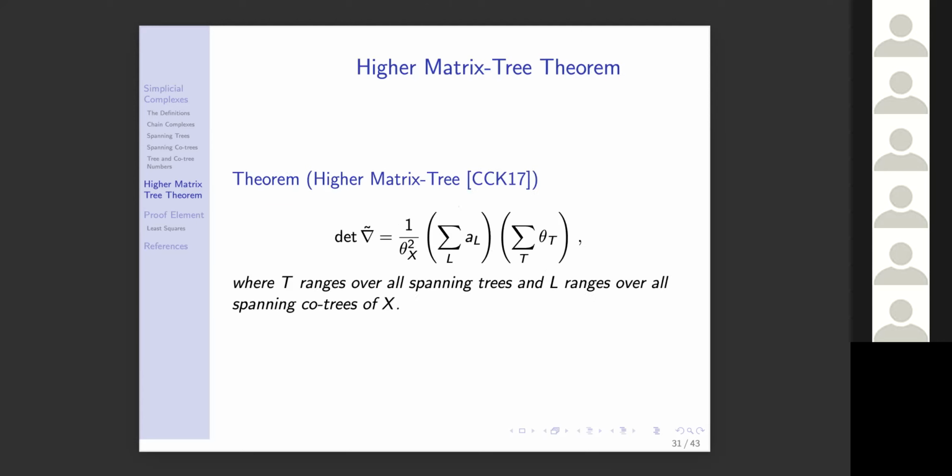Now, if you think about it, what does this have to do with the matrix tree theorem? Well, in the case where D equals 1, L is a vertex and T is a spanning tree in a graph. And all of the tree numbers and cotree numbers and the prefactors are 1. So what is the sum of ones over all the vertices? That's the number of vertices. What's the sum over all trees? That's the number of trees, right? So that's why it's a matrix tree theorem.